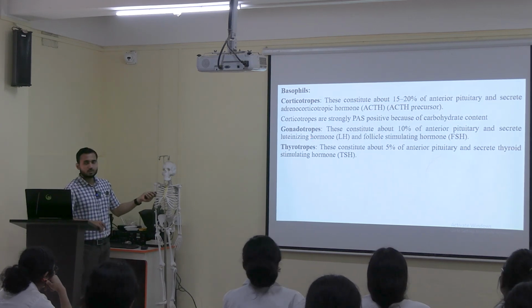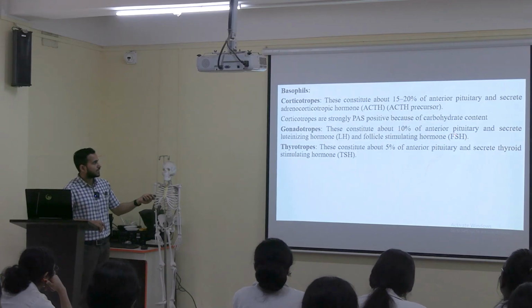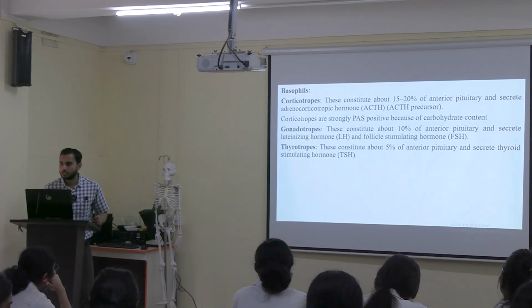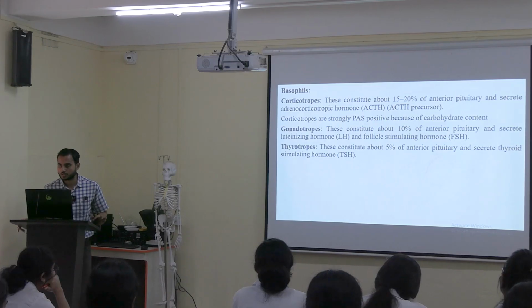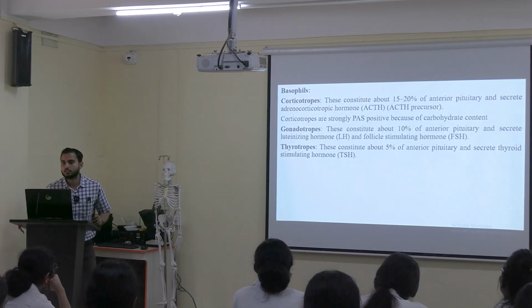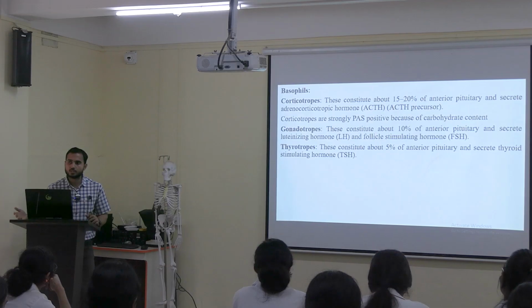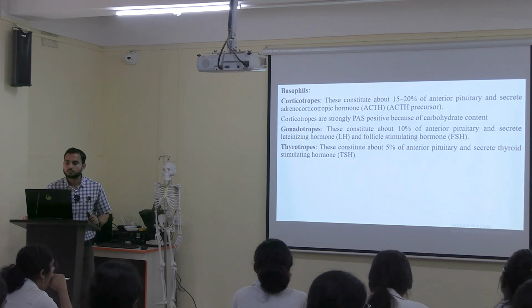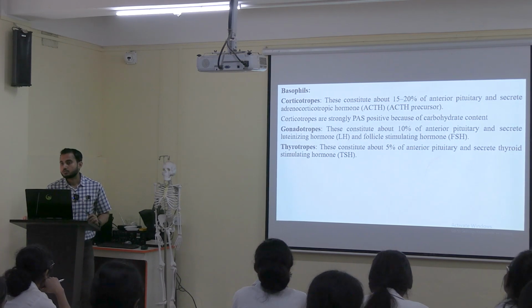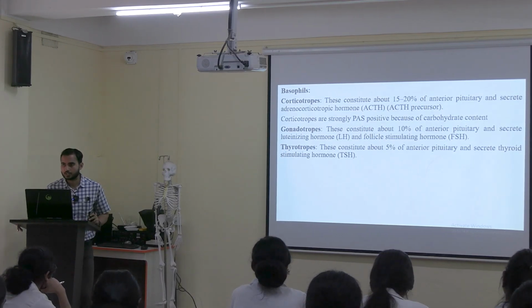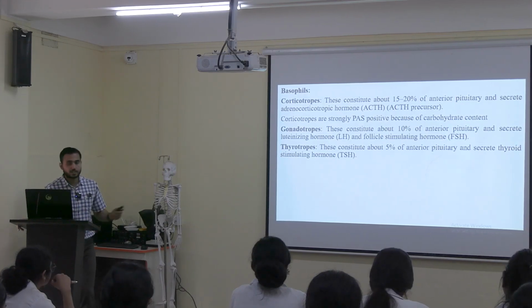Next, gonadotropes. Already you know that gonadotropes, 10% of the anterior pituitary, secrete LH and follicle stimulating hormone. LH has a function in both male and female. Follicle stimulating hormone will stimulate the follicles in the ovary. Next, thyrotropes. Thyrotropes we have already studied that day in thyroid follicles. Thyrotropes will secrete which hormone? Thyroid stimulating hormone. What is the function of thyroid stimulating hormone? It will control the activity of the follicles present in the thyroid gland. That is the TSH or thyroid stimulating hormone.